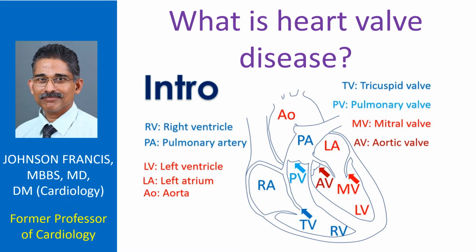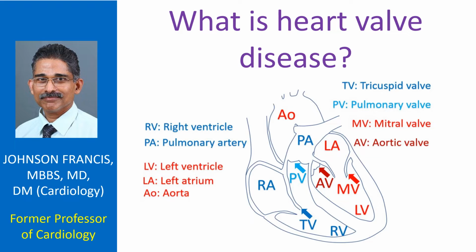Our heart has four chambers, two upper and two lower. Two major blood vessels arise from the lower chambers. There are four heart valves which regulate blood flow from the upper chambers to the lower chambers and from the lower chambers to the major blood vessels. Function of the valves is to prevent backflow of blood so that forward circulation of blood can be maintained.